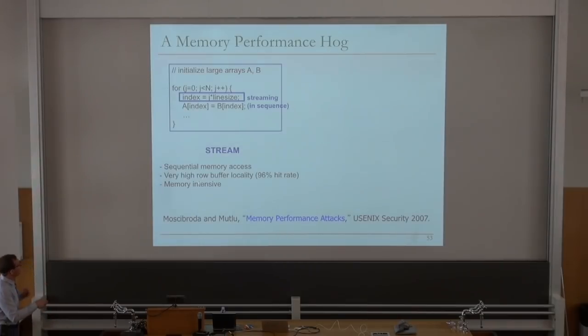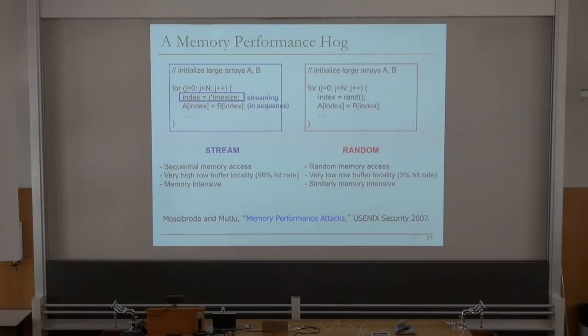So, sequential memory access, very high row buffer locality, about 96% hit rate measured on real systems, and memory intensive, because we made sure it's memory intensive. We also wanted a control application with exactly the same characteristics, except it accesses memory in a random manner. So how do you do that?